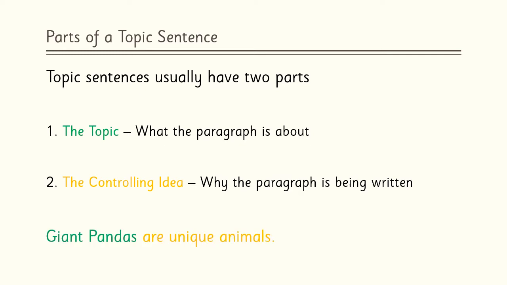So in this example, giant pandas are unique animals. We can see that the topic is clearly going to be giant pandas, but the controlling idea, why the paragraph is being written, is so the author can tell us that they are unique animals.